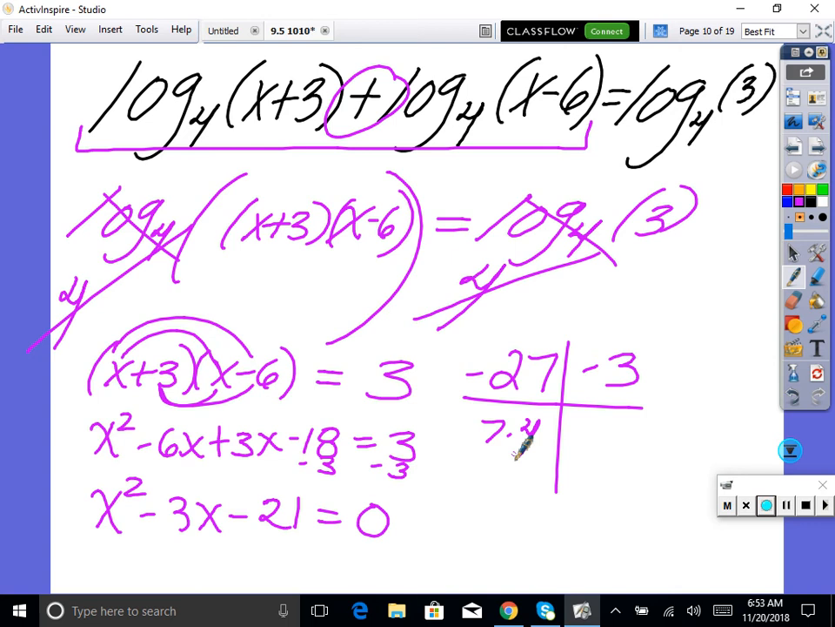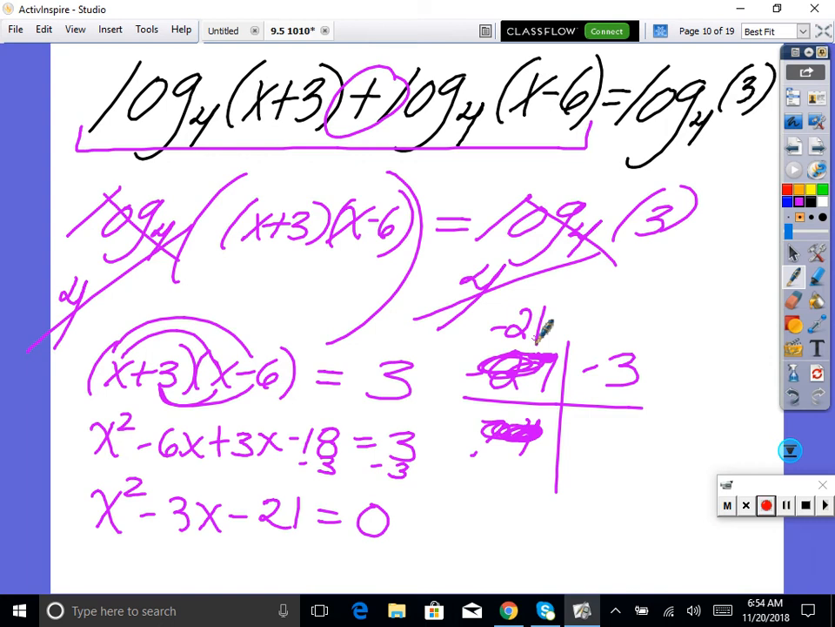7 and 4. No, it's not. Did I do something wrong? Oh, I wrote 27. No wonder. Because it's actually 21, right? 7 times 4 is not 21. That's 28. This is negative 21. Okay, so any factors? No? Then we gotta use the quadratic formula, and if we get i's, there's no solution.